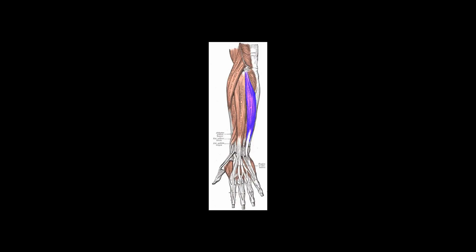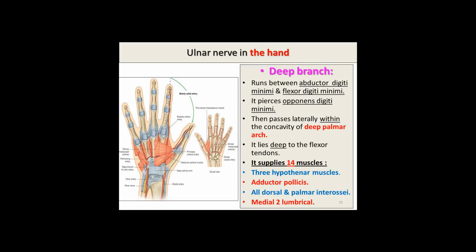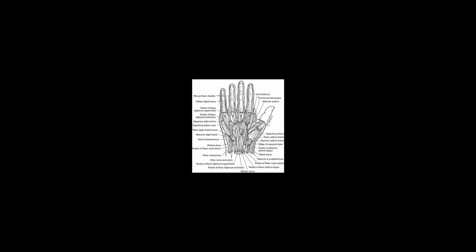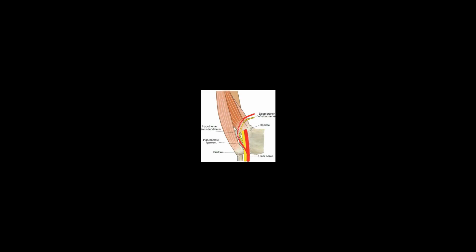The radial nerve arises from the posterior cord of the brachial plexus. The posterior cord takes nerves from the upper, lower, and middle trunk. So ultimately the radial nerve is formed from the anterior rami of C5 through T1.